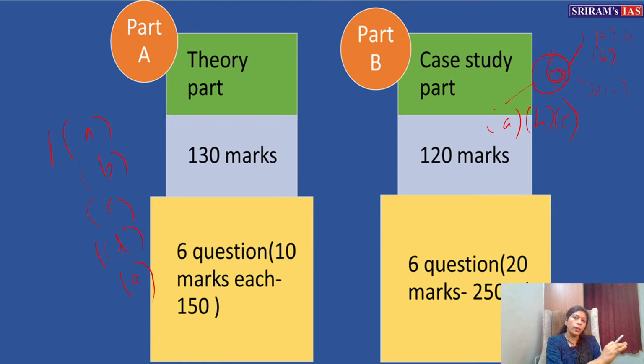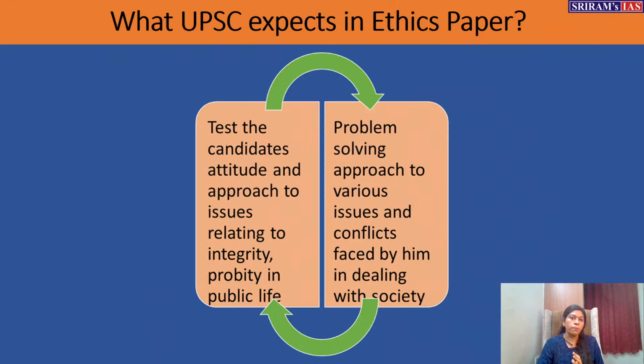Okay, there are 150 words and here 250 words, and it doesn't matter because we have a page limit nowadays. So it's about training yourself: how I have to write and how many words I have to use to represent the answer. Okay, this is a general idea about your ethics paper, how the questions are appearing, how you have to appear. So what is expected from you?